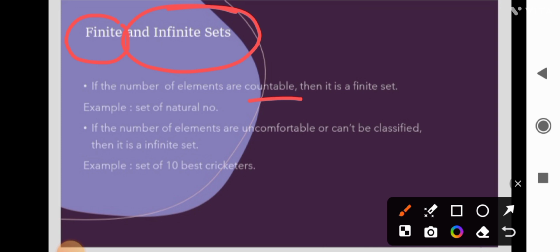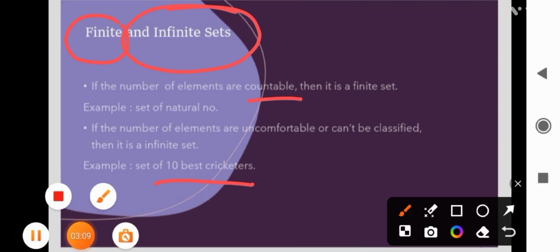For example, if we are talking about the set of 10 best cricketers, it varies from person to person, so it is not actually a set. Likewise, the set of most talented writers varies from person to person, so it cannot be classified as a set.